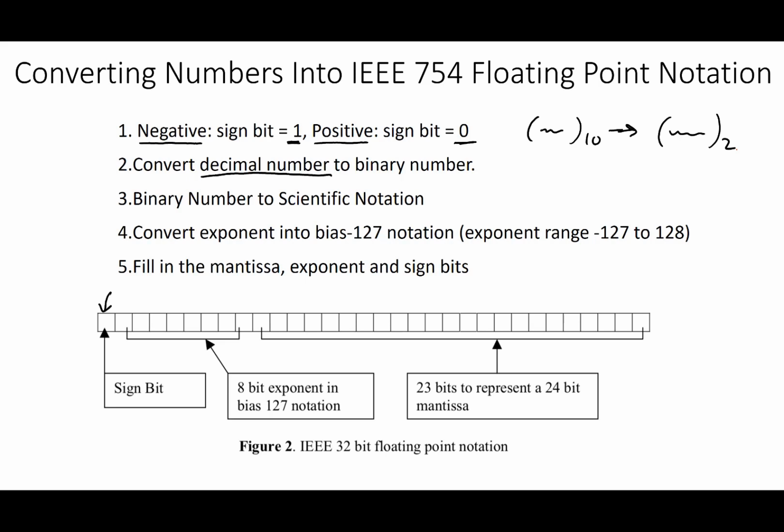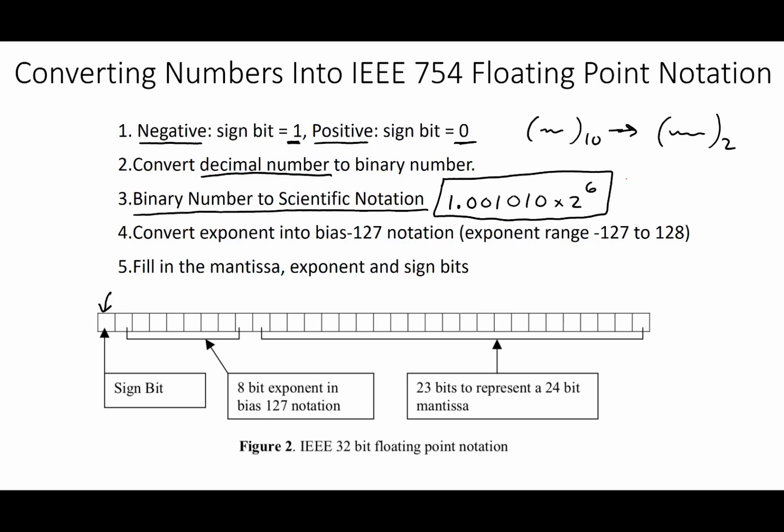Once we do that, we're going to convert the binary number to scientific notation. So it would end up looking something like this, depending on what number we have. Basically we want to get our number written in a form like this. So this is scientific notation.